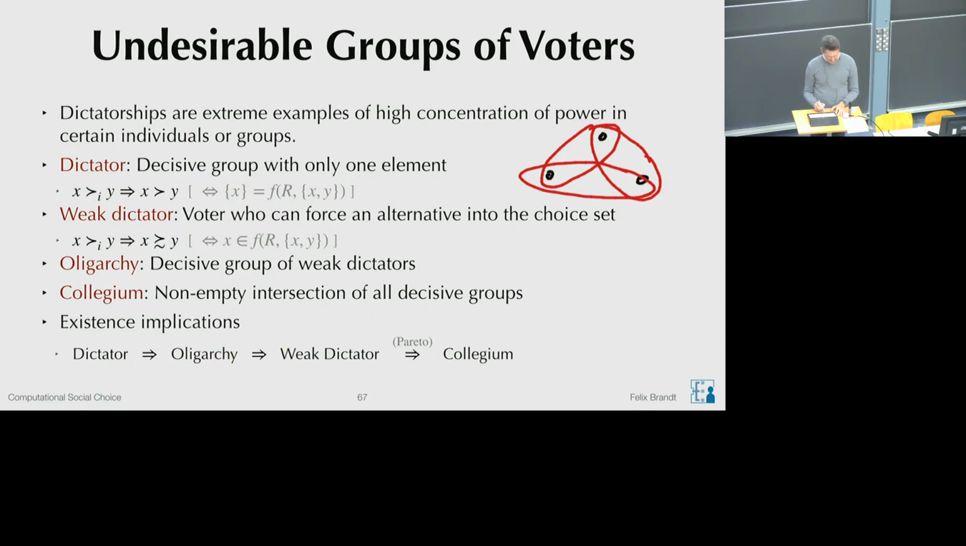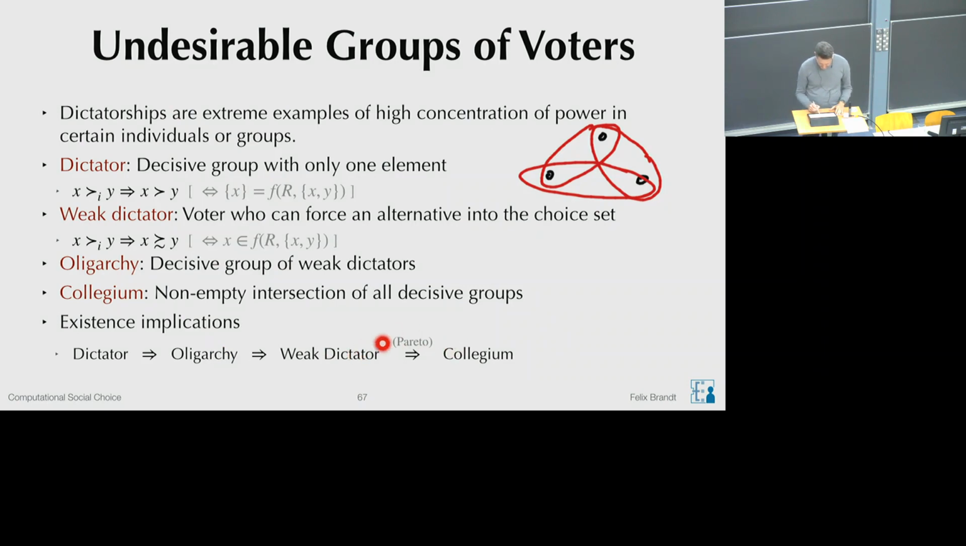Oligarchy to weak dictator: by definition, an oligarchy is a decisive group of weak dictators. So in particular, everybody in this group is a weak dictator. So yes, there is a weak dictator if there is an oligarchy. Okay, and the tricky thing is only from weak dictators to collegium.